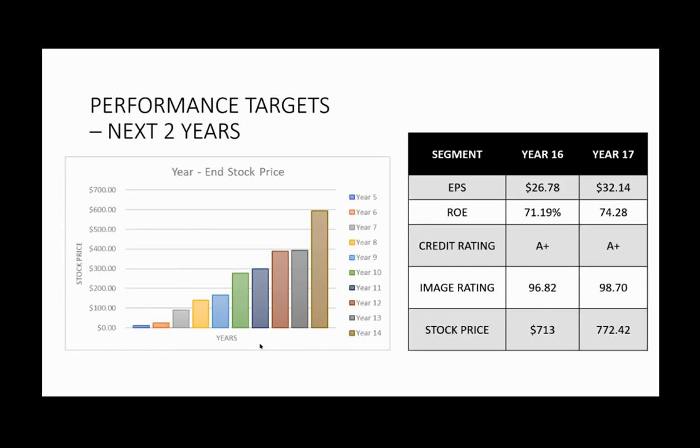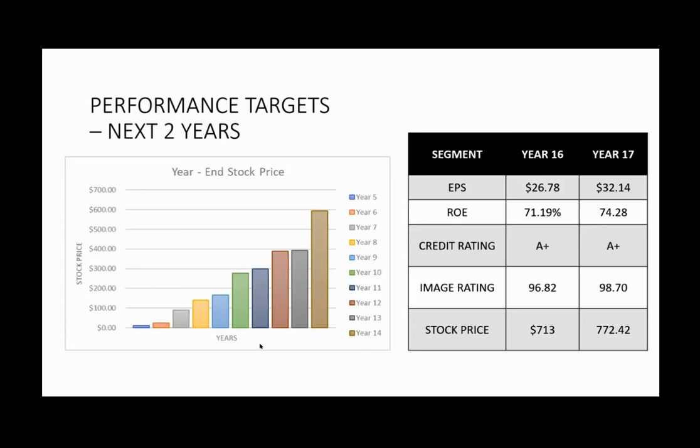For our image rating, that was a very hard target to put out there because image rating can be manipulated every single year. So for that, we wanted to increase our image rating in year 16 by 3%. That will give us a 96.82 image rating in year 16, and we want to increase up to 5% in year 17. That will give us a 98.70 image rating.